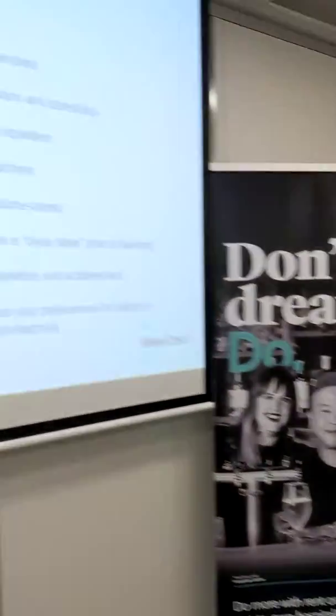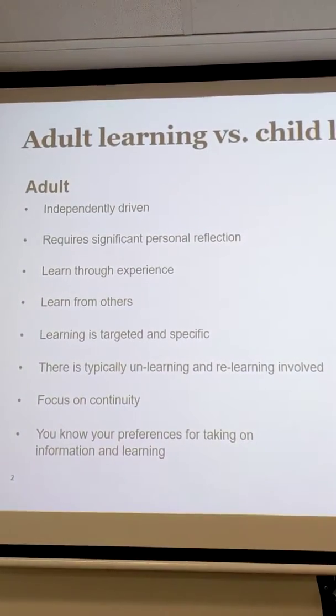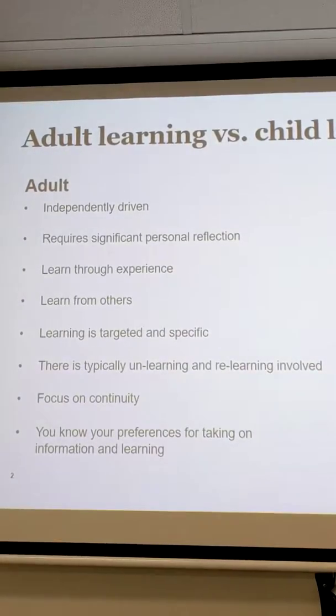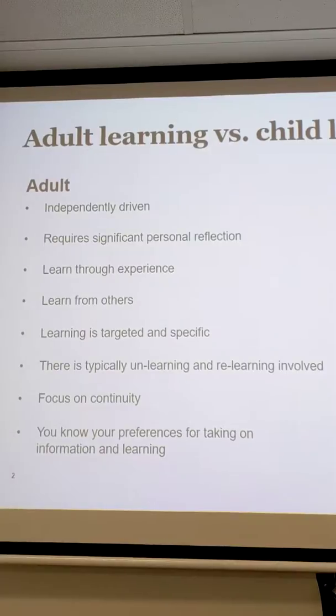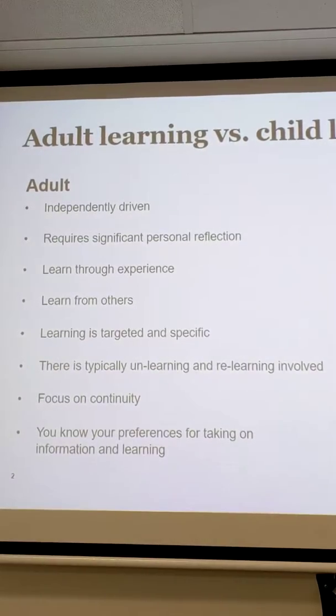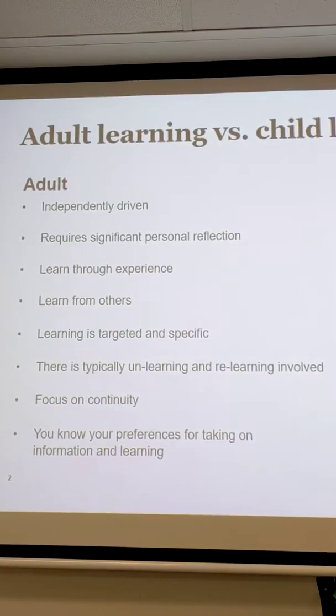So this is the adult list now. So the learning for an adult is a little bit different. It's typically independently driven. So learning is all about you going to find the learning and finding information and learning that's relevant to you. Adult learning also requires a significant amount of personal reflection. So once you've done the learning, it's really walking away, going away and thinking about what that learning means to you.